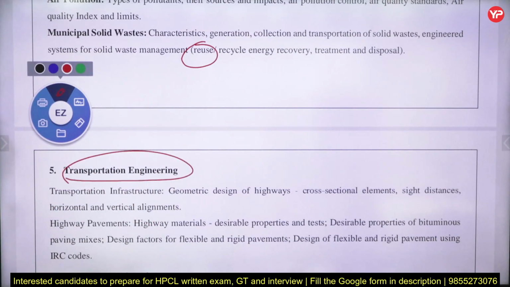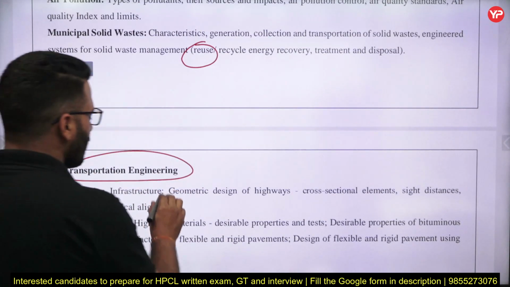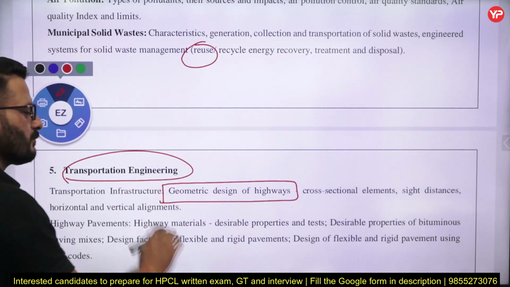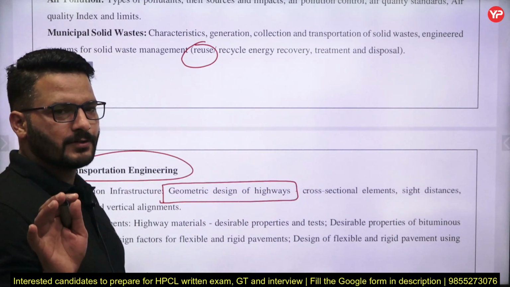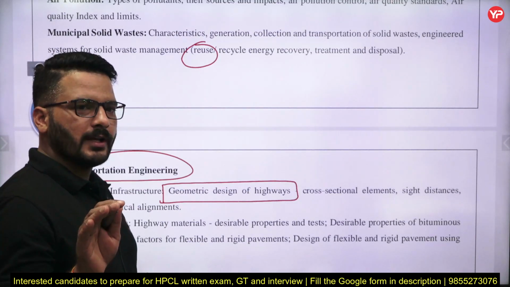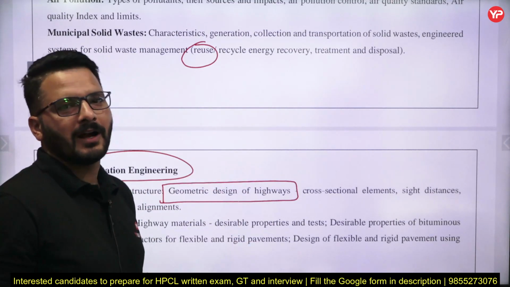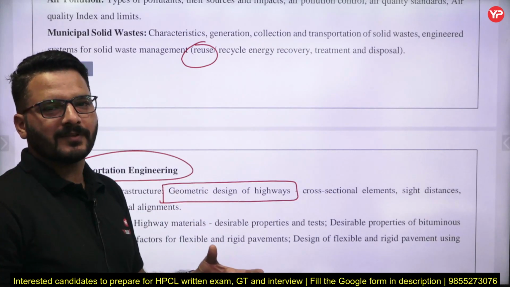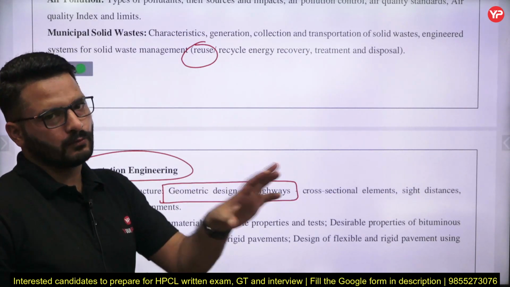So in transportation engineering, first we are talking about the highways, and geometric design is extremely important, the most important. Highway part, geometric design, that you have to take care of. Okay, if you cover the geometric part in detail, then more than 70% of the questions from the highway you are able to do, right?